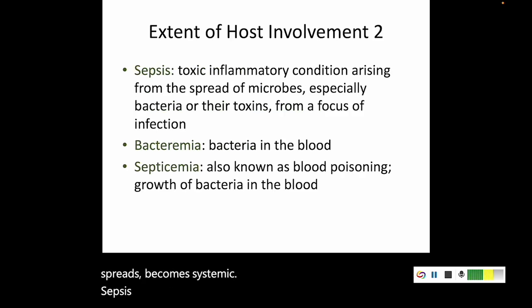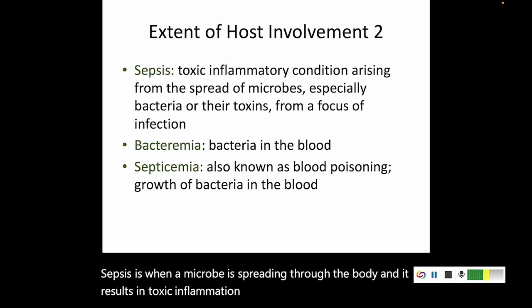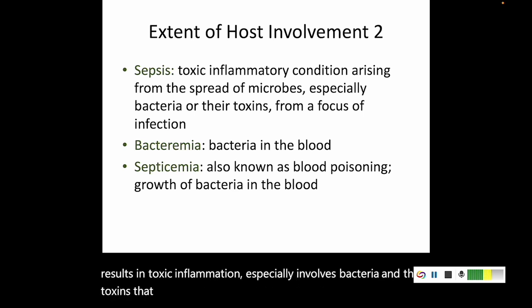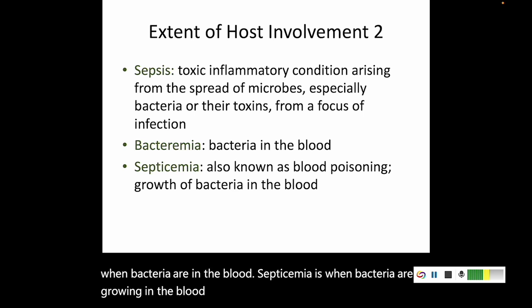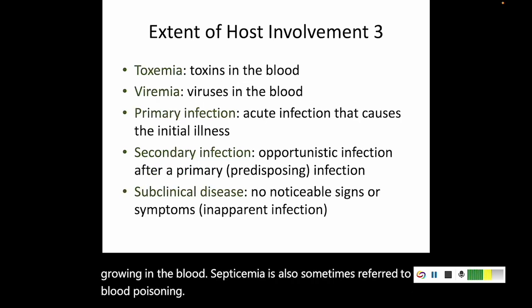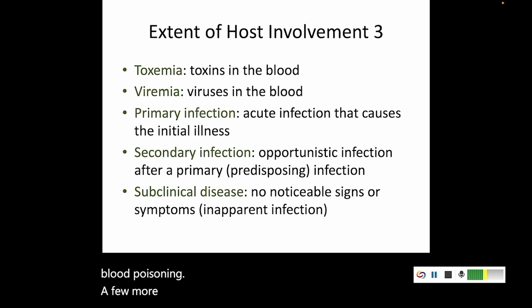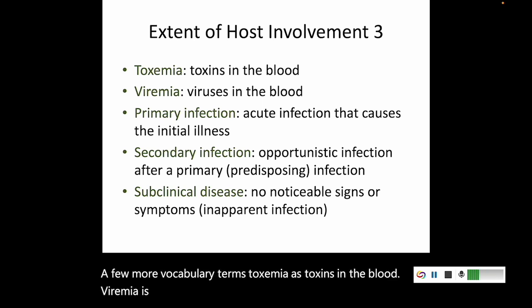Sepsis is when a microbe is spreading through the body and it results in toxic inflammation. Especially involves bacteria and their toxins that spread from a focus throughout the body. Bacteremia is when bacteria are in the blood. Septicemia is when bacteria are growing in the blood. Septicemia is also sometimes referred to as blood poisoning. A few more vocabulary terms. Toxemia is toxins in the blood. Viremia is viruses in the blood.